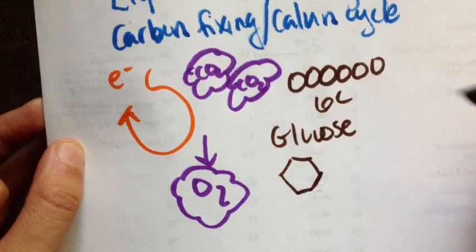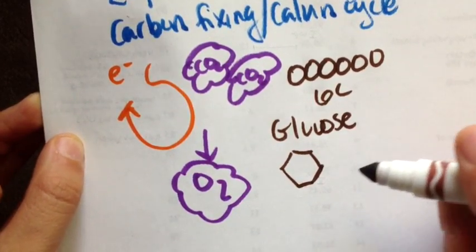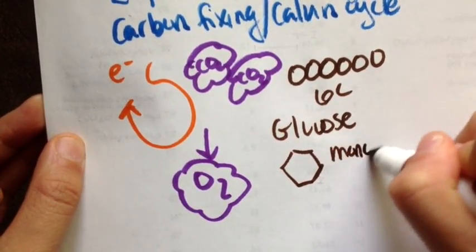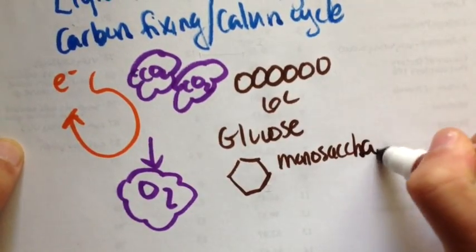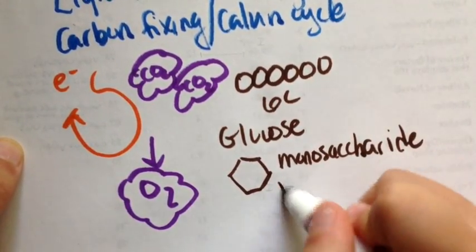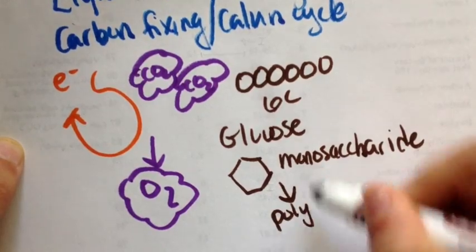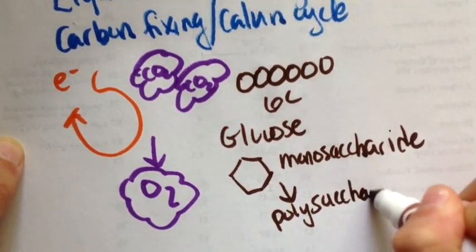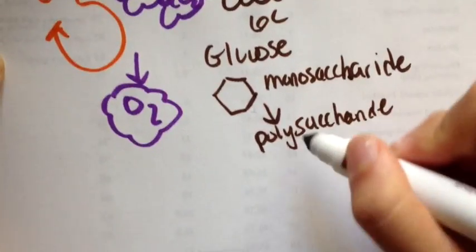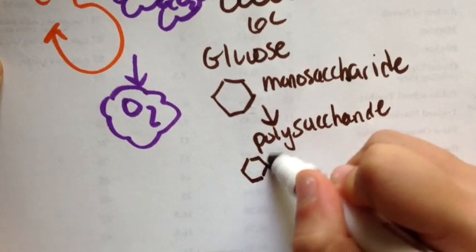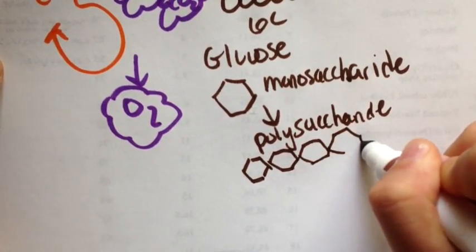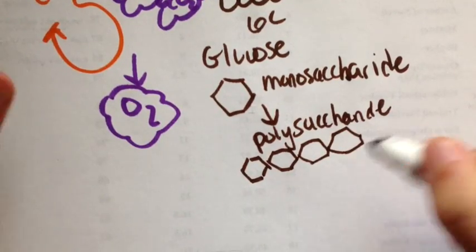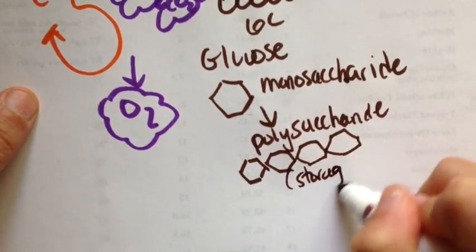And the cool thing about glucose is we can use it as a monosaccharide. But eventually we can store it as a polysaccharide. And that's why a lot of plant products, such as potatoes, taste really starchy and plain. That's something we'll investigate later this week. But the idea is we have a polysaccharide, which is storage.